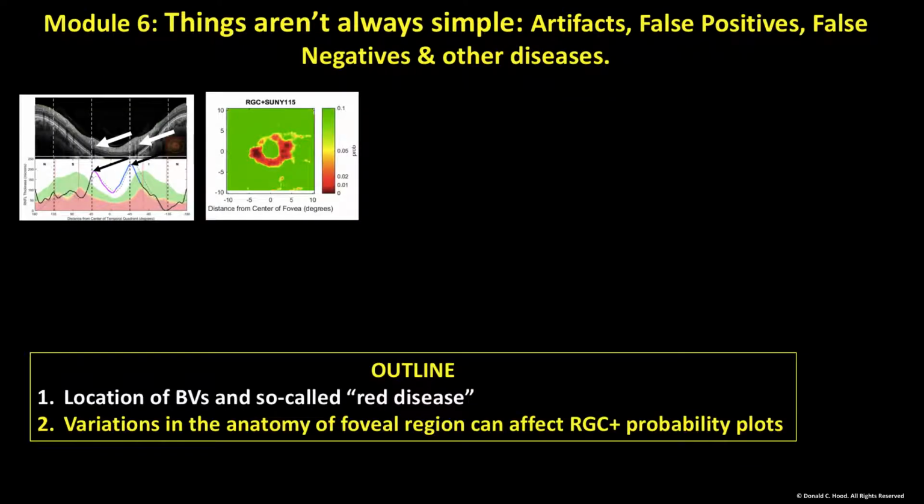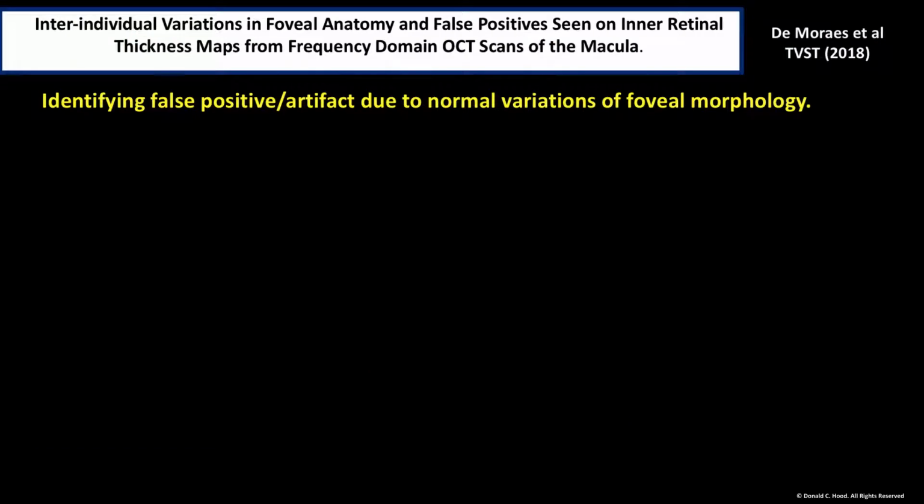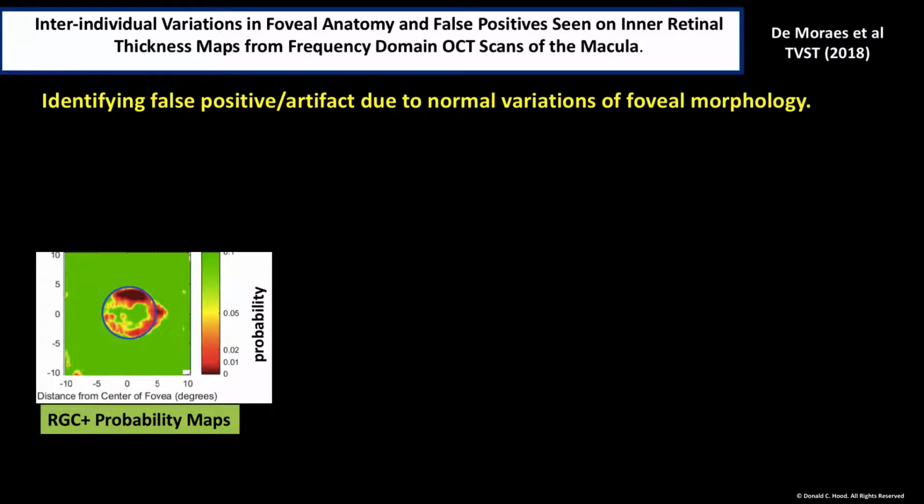Okay, point number 2. Variations in the anatomy of the fovea can affect retinal ganglion cell probability plots. Some people have relatively shallow foveas, some relatively deep ones, some relatively narrow, some relatively wide, and this will all affect the thickness and probability plots. We just published a paper in TVST on this problem where we identified the false positives, that is artifacts, due to normal variations of fovea morphology.